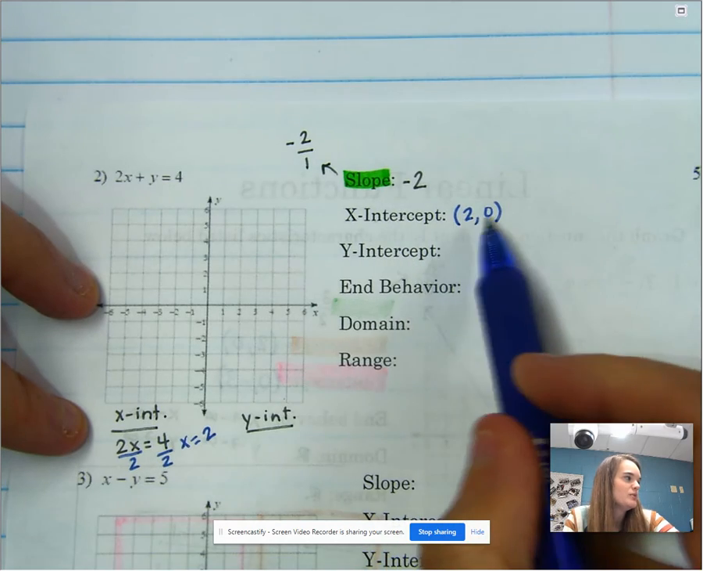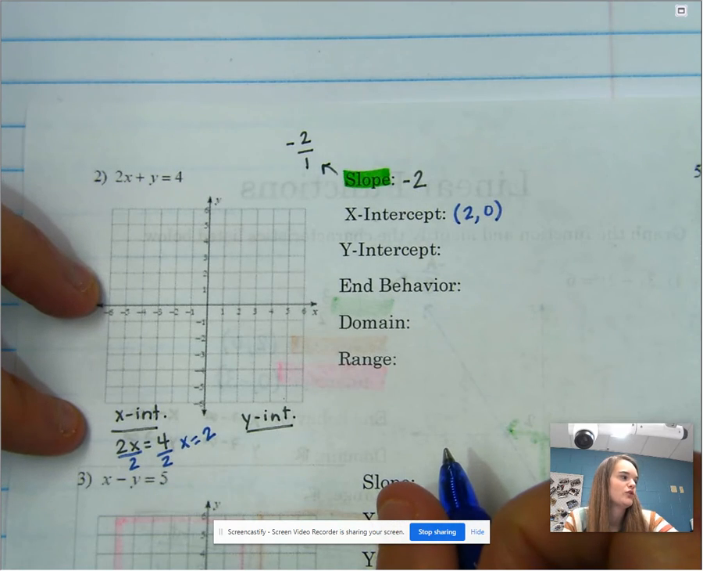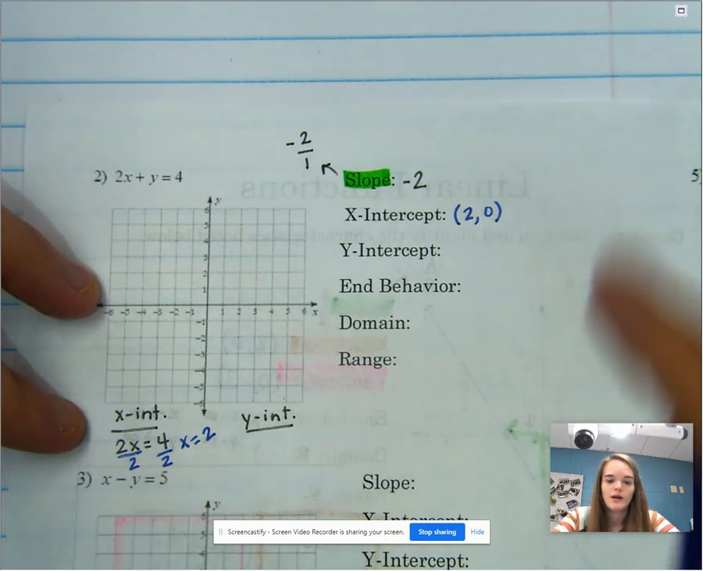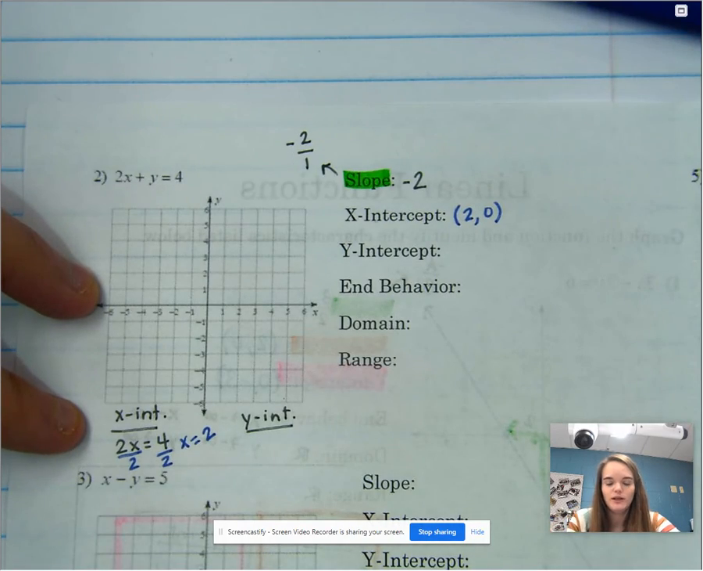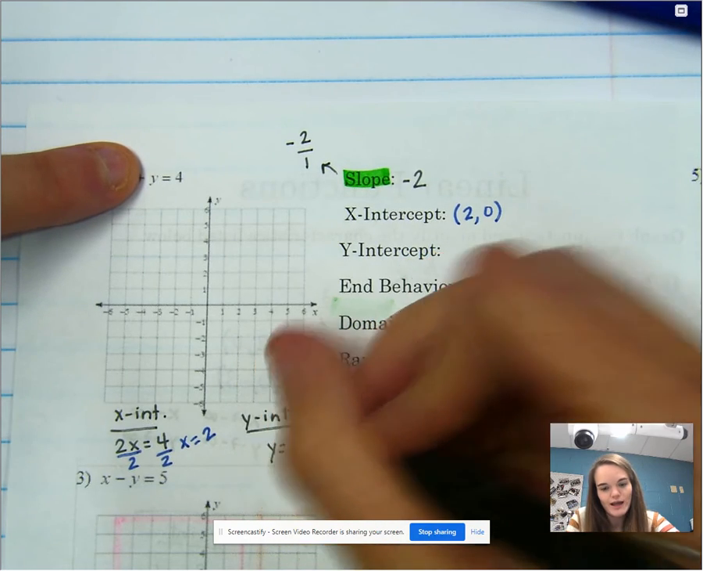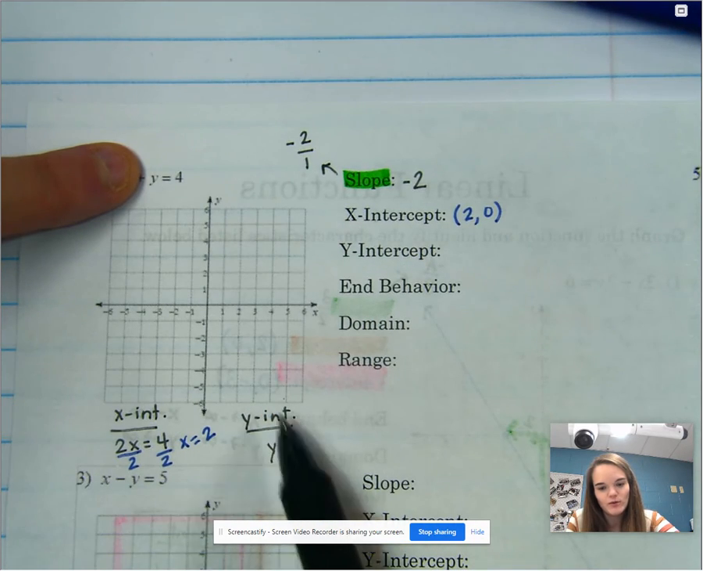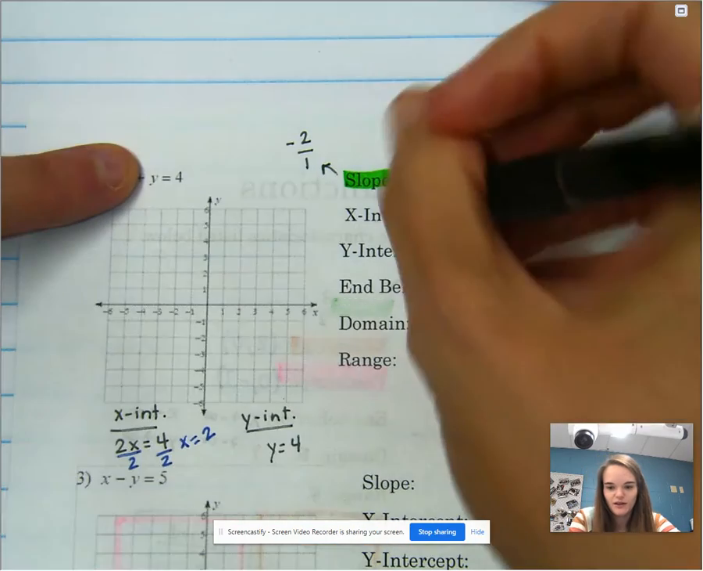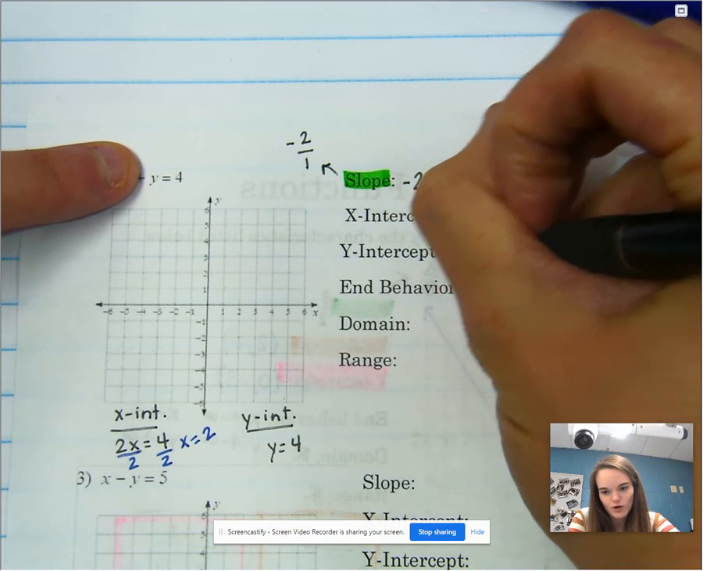You have to make sure you put it in a coordinate point. You will lose points on your quiz if you don't. Actually, the computer makes you put in a coordinate point. All right, y-intercept, cover up x. Y equals 4. Hey, guess what? We really lucked out on that one because we don't have to even divide anything. So it's 0, 4.